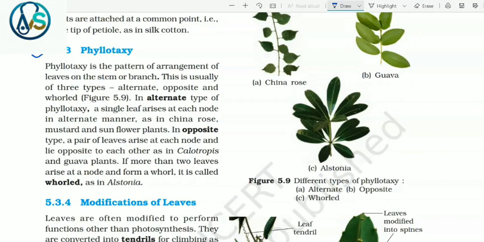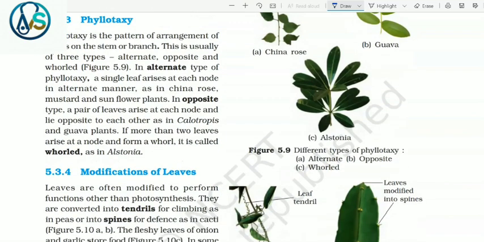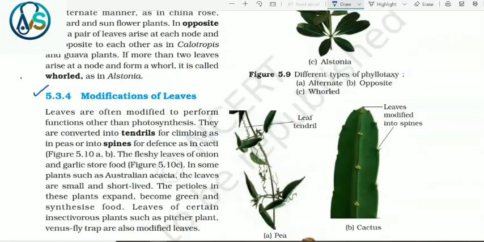This is usually of three types: alternate, opposite and whorled. In the alternate type of phyllotaxy, a single leaf arises at each node in an alternate manner, as in China rose, mustard and sunflower plants. In the opposite type, a pair of leaves arise at each node and lie opposite to each other, as in Calotropis and guava plants. If more than two leaves arise at a node and form a whorl, it is called whorled, as in Alstonia.